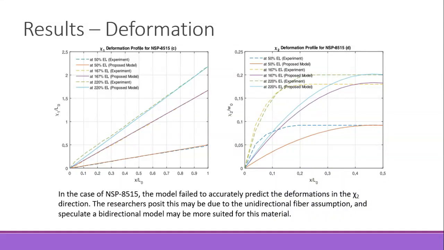For a different material, the nylon spandex material, it was actually shown that the deformation could not be accurately predicted, which would be the chi-2 direction on the right. The researchers propose that this may be due to the unidirectional fiber assumption that was made in the beginning, and that a bidirectional model may be better suited at finding this deformation. And the reason for that was because fibers with high bending resistance tend to resist deformation in the chi-2 direction, which was not accounted for in that assumption.